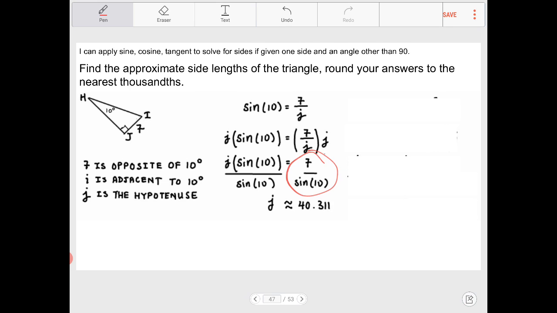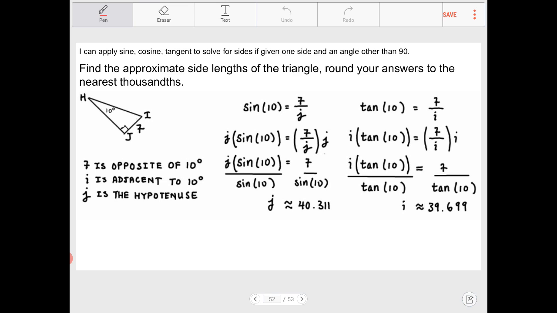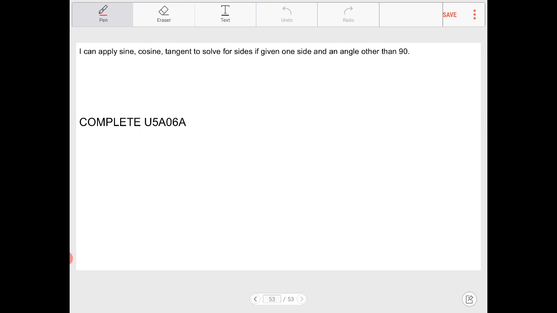Similarly, I can solve for the other side length by using tangent of 10 degrees because I have the opposite side and I don't know the adjacent side. I'm going to cross multiply both sides by I and then divide both sides by tangent of 10. So therefore, 7 divided by tangent 10 is 39.699. That's it.